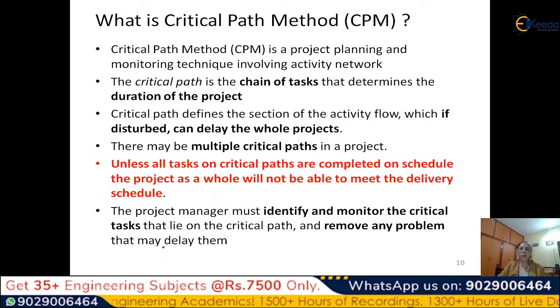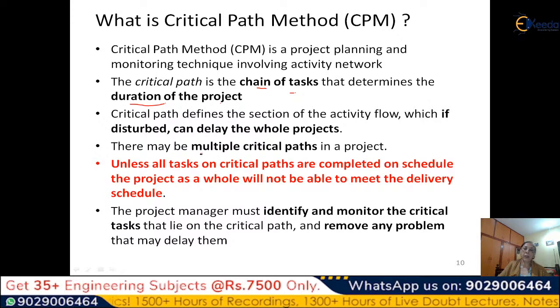Okay. Now let's look at what is the critical path method. The critical path is the chain of tasks that determines the duration of the project. So this is one major thing. Not only does it have the chain of tasks which are critical, it also determines the duration of the project. Critical path defines the section of the activity flow which, if disturbed, can delay the whole project. So if any one activity in the critical path is disturbed, then it will delay the whole project.